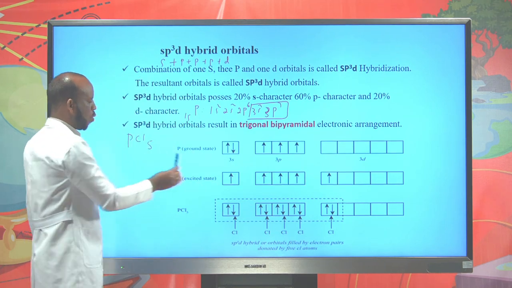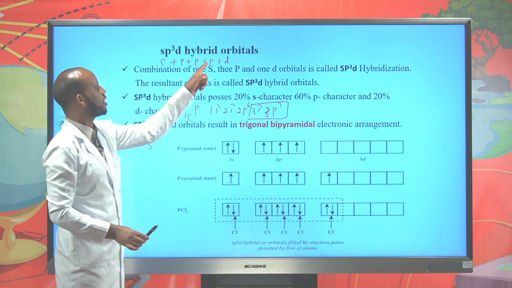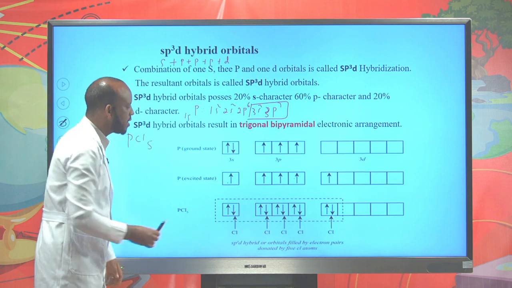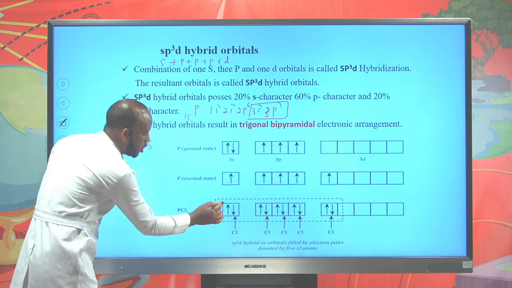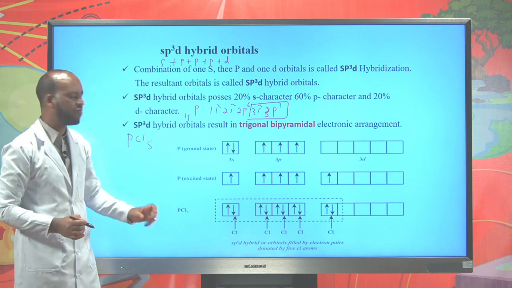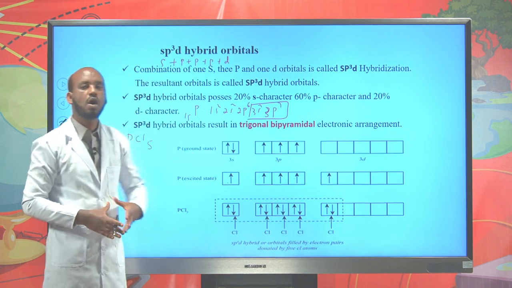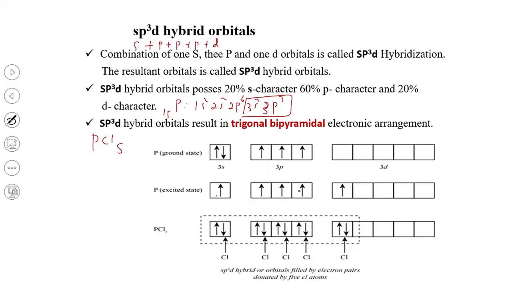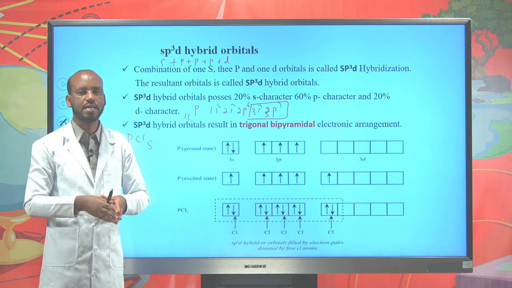You see? Therefore, 1s atomic orbital is mixed with 3p atomic orbitals and 1d. S plus p plus p plus p plus d gives sp3d hybrid orbitals. The number of hybrid orbitals equals the number of atomic orbitals mixed. Therefore, this is the first sp3d hybrid orbital, the second, third, fourth, fifth. There are five hybrid orbitals formed. Each hybrid orbital is half-filled. Chlorine also has a half-filled p atomic orbital. When half-filled p atomic orbital of chlorine overlaps with half-filled sp3d hybrid orbital of phosphorus, it forms a single covalent bond.